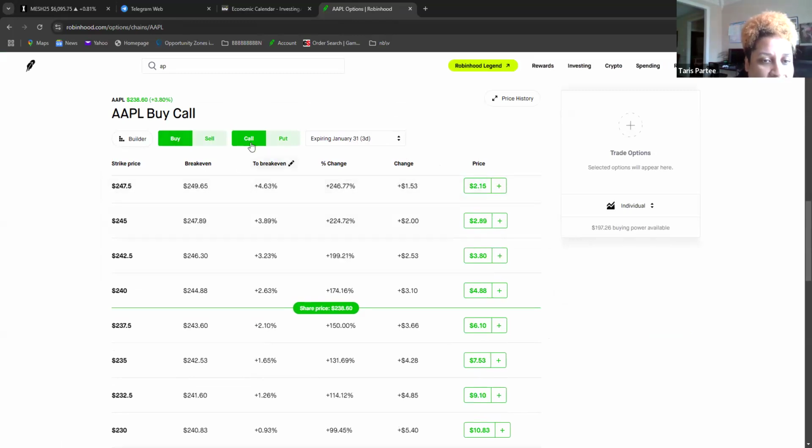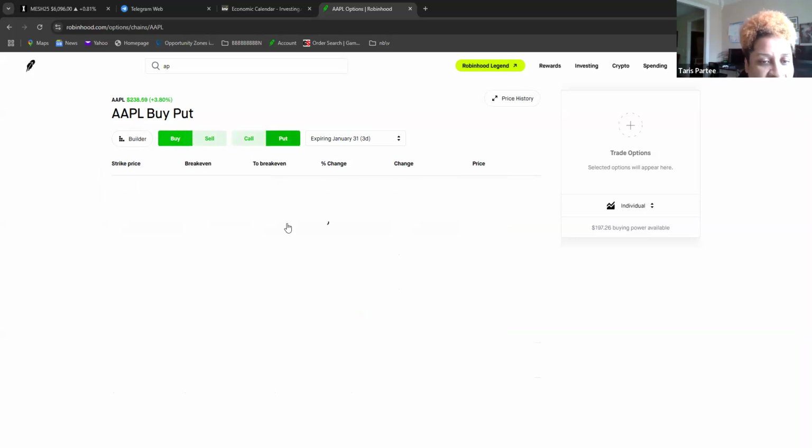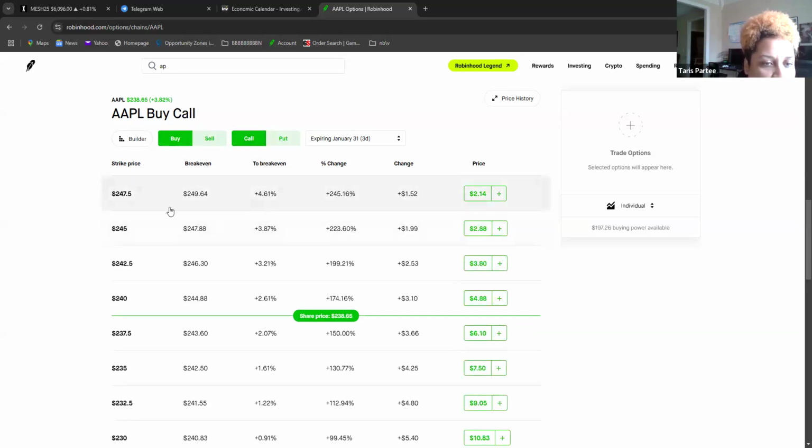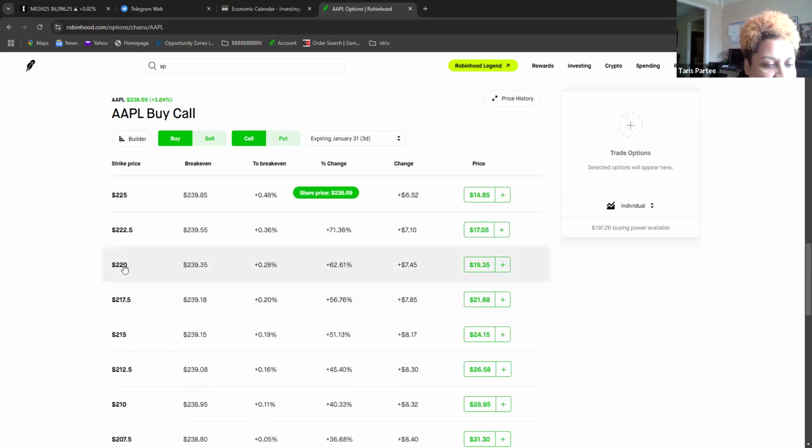So I'm going to buy a call. Notice I have those two greened out. If I were to buy a put, I would just simply change that to buy put. Okay. So I'm going to buy a call. And over here, you see my strike prices. I'm going to find the 220 strike price. Don't worry about break even percent. Don't worry about none of that. You can see over here, it is $19.30.